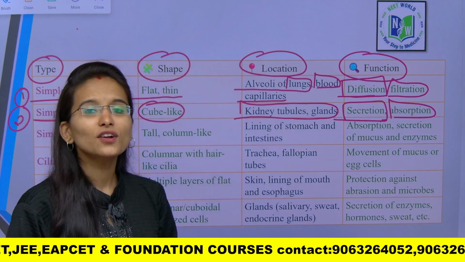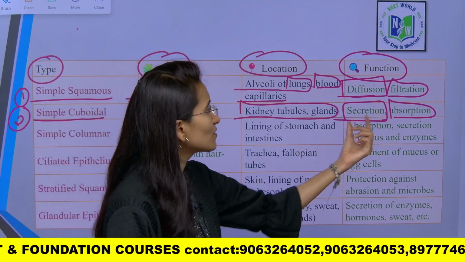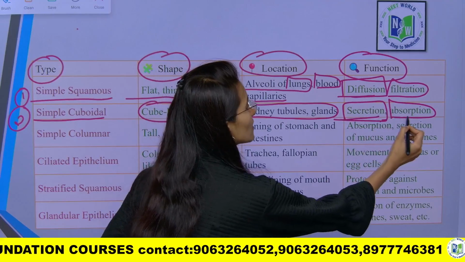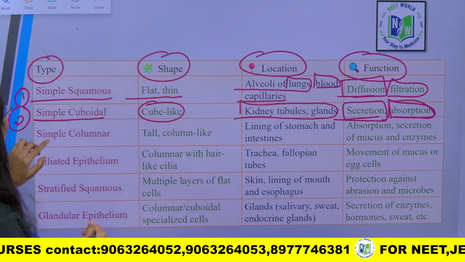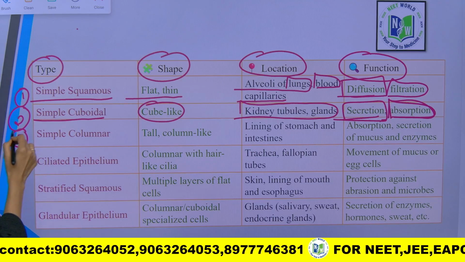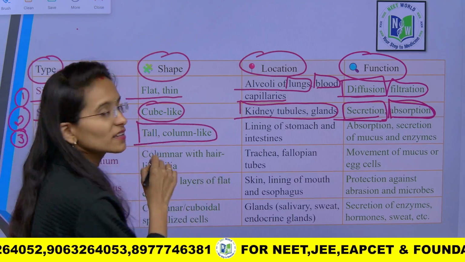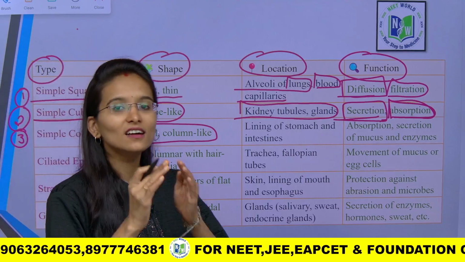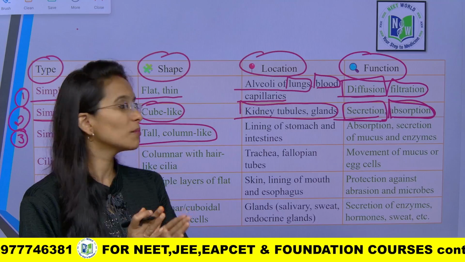So, what is the function of the glands? To secrete some hormones and some enzymes, right. So, that will be the function of secretion, and the next one is absorption. So, these two are the functions. And next coming towards the simple columnar epithelium. These are tall and column like, as the name itself indicates, these are some elongated building blocks, or some elongated column like structures.